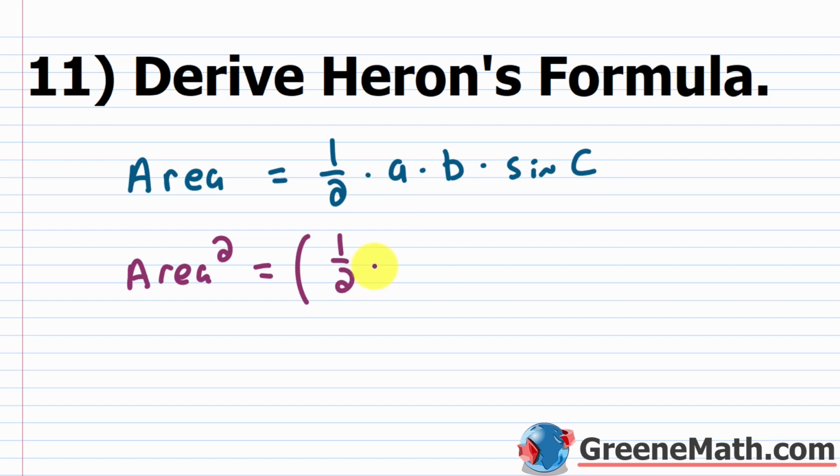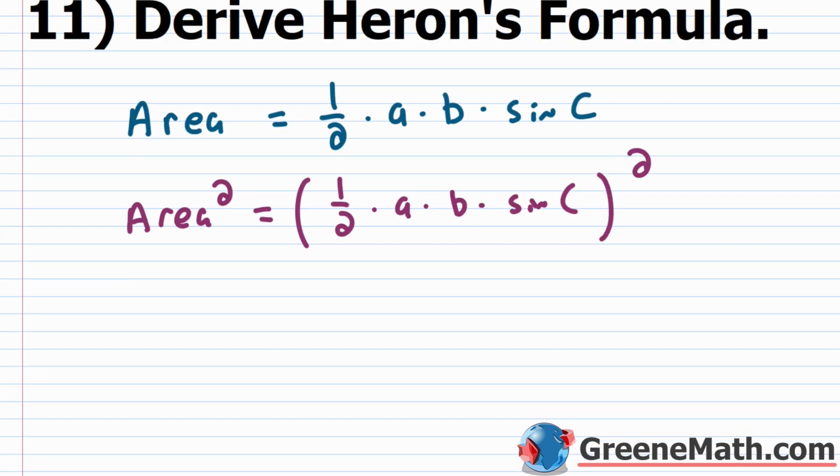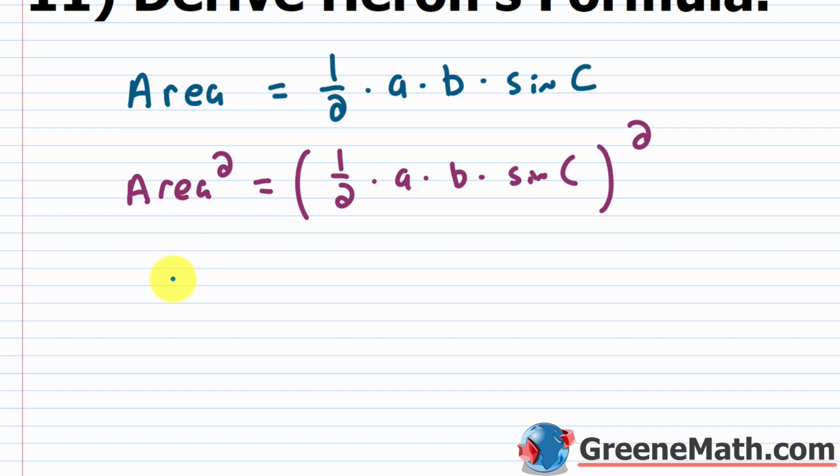So 1/2 times A times B times the sine of C. And then I'm going to square that. So we know how this works with multiplication. This exponent of 2 needs to be applied to each factor inside the parentheses. Let me slide down here a little bit, and I'm just going to put equals over here.